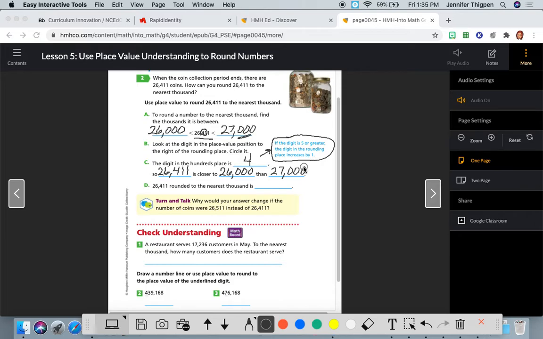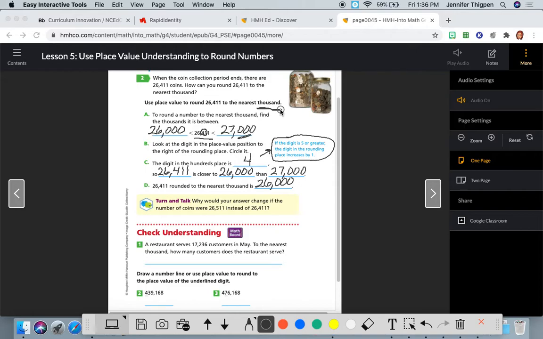Okay? So again, we're looking at those numbers in the thousands. D, 26,411 rounded to the nearest thousand is 26,000. Again, listen carefully to your place value words. Before we were working with 10,000s, and that is the number we were rounding. Now we're looking at thousands. So you have to read these questions carefully to make sure you know which place value you're rounding.